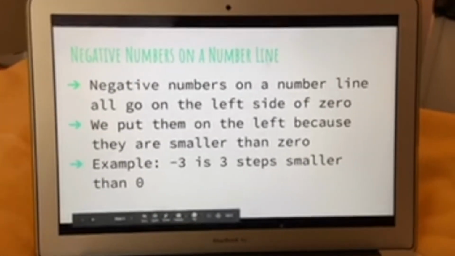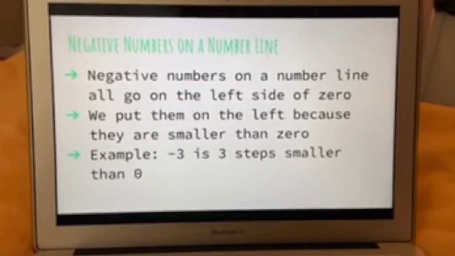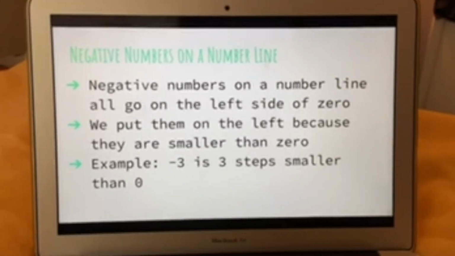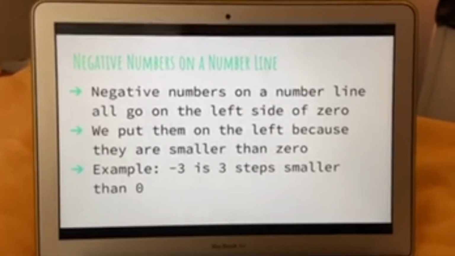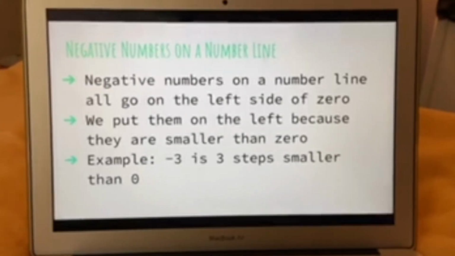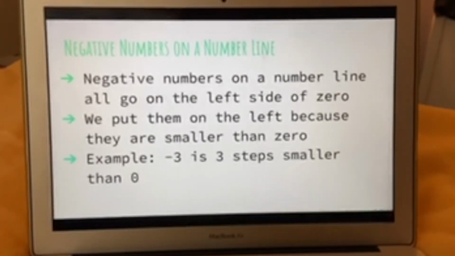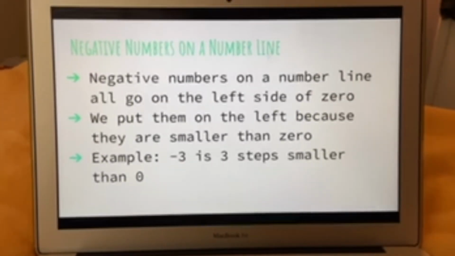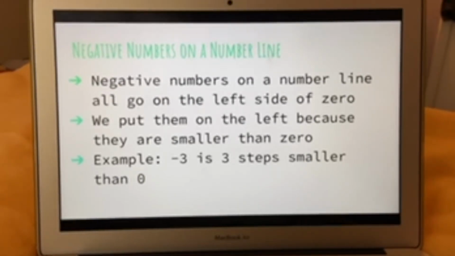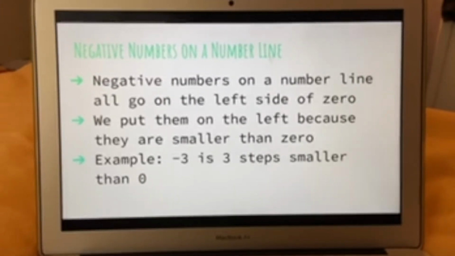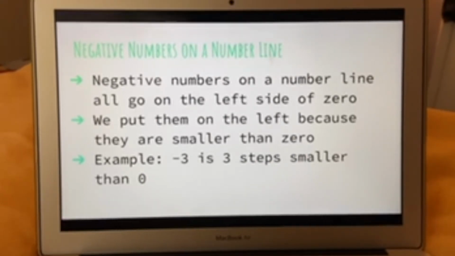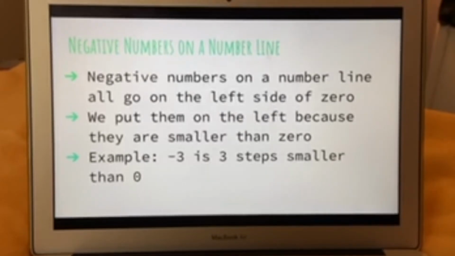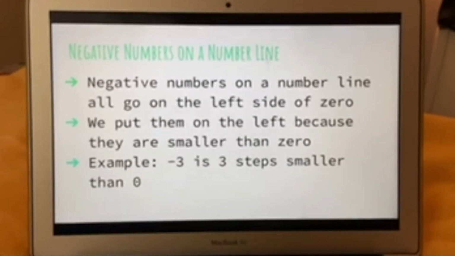Negative numbers on a number line. Negative numbers on a number line all go on the left side of 0. So let's say we are counting with regular numbers on a number line. 0 is typically on the left, and let's say we want to count to 3. We start with 0 on the left, go to the right one, which is 1, go another to the right one, which would be 2, go to the right again, which is 3.